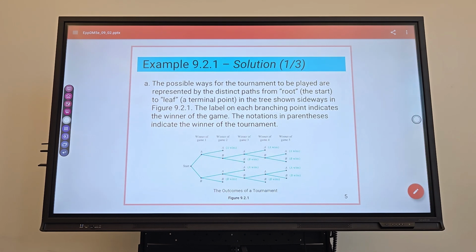The possible ways for the tournament to be played are represented by the distinct paths from the root to a leaf in the tree, shown sideways in this figure. The label on each branching point indicates the winner of the game, and the notations in parentheses indicate the winner of the tournament.